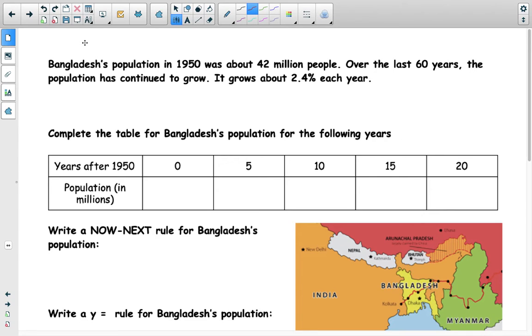This video is on modeling exponentials. We're going to be looking at a problem about Bangladesh. Bangladesh's population in 1950 was about 42 million people. So we know that our starting value in 1950 was about 42 million people. Over the last 60 years, the population has continued to grow. It grows about 2 4/10% each year.